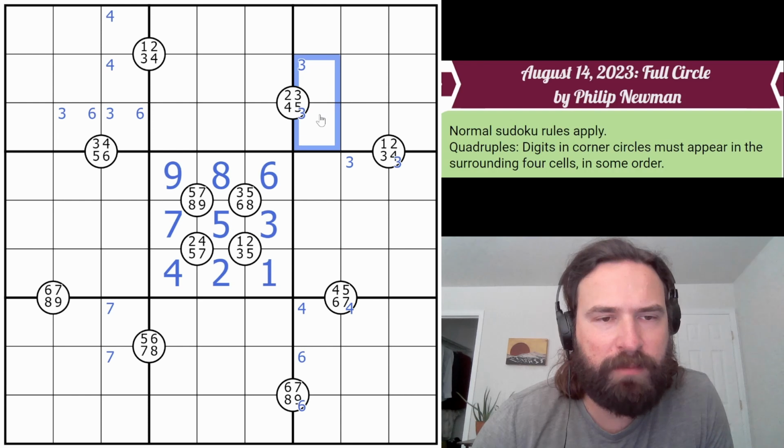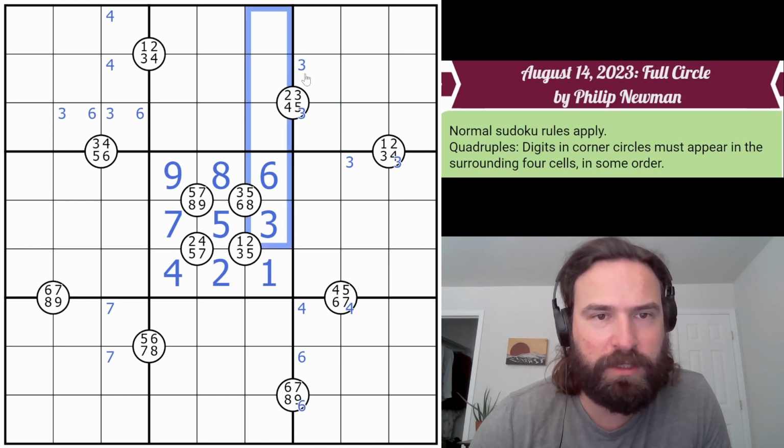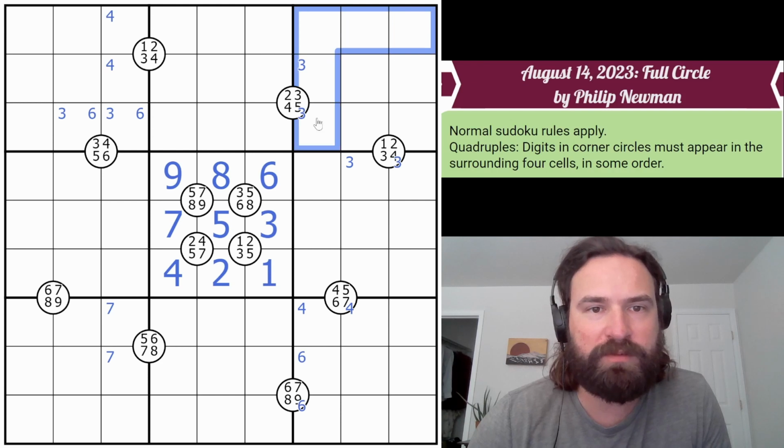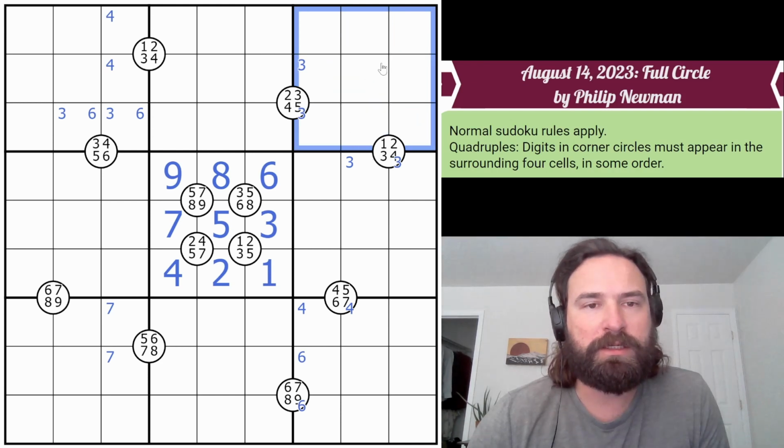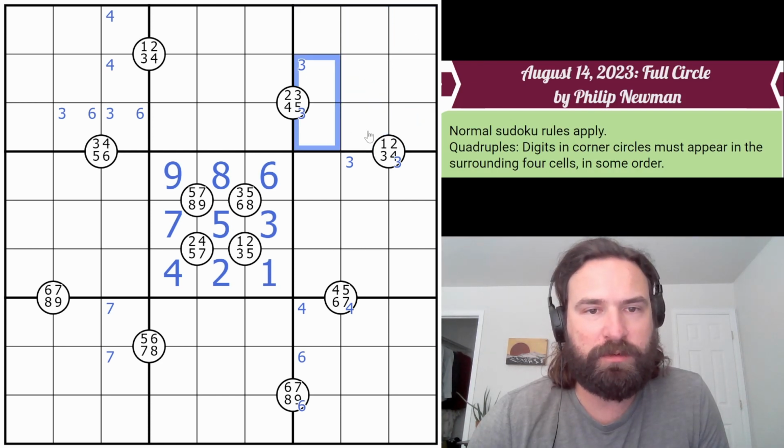Since I proved that 3 has to go in one of these 2 squares because the 3 was looking up here, and 3 has to be in one of these 4 squares because of the circle. 3 has to be in one of these 4 squares, there's a 3 looking here, so 3 is going to have to go here. Now the 3 in this box is spoken for by these 2 squares, so it can't go on these 2 squares.